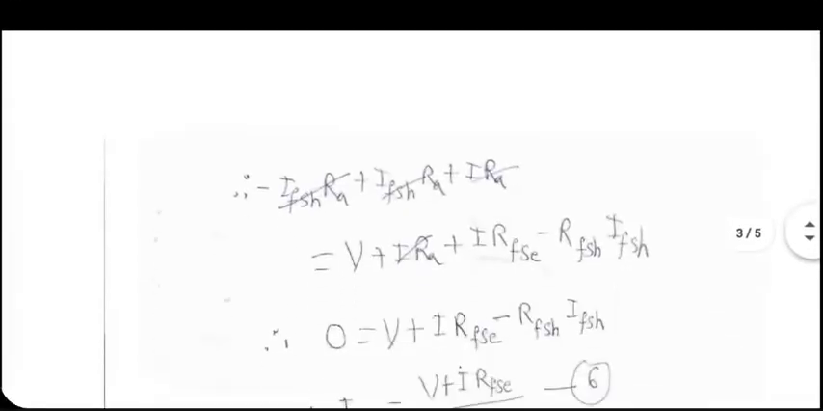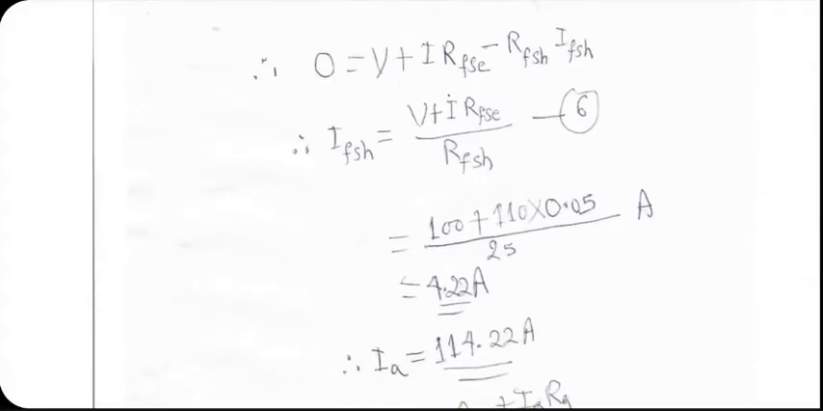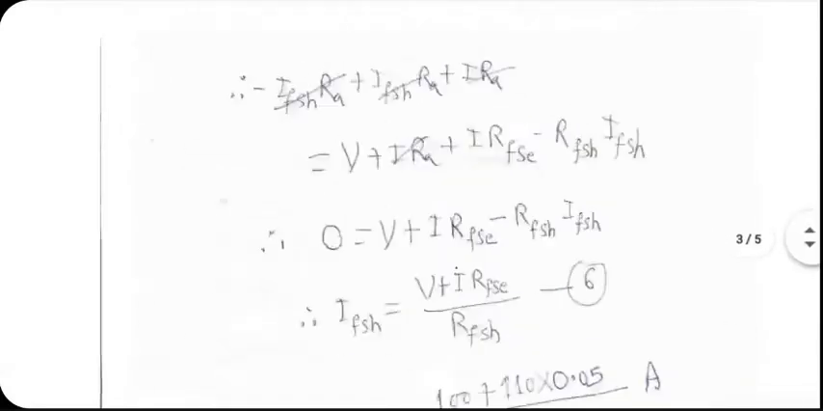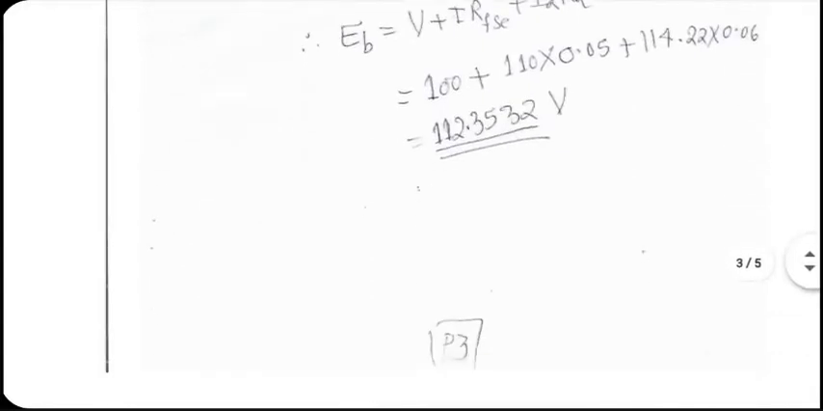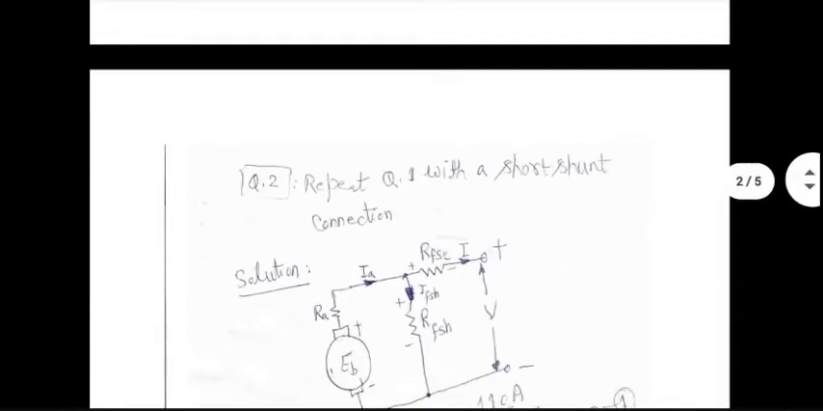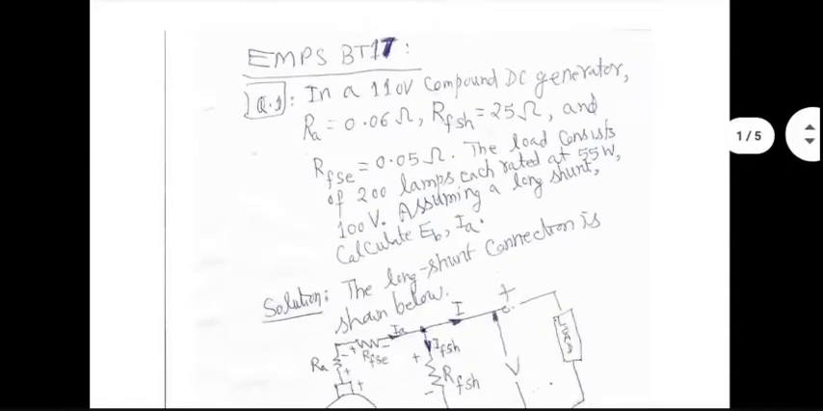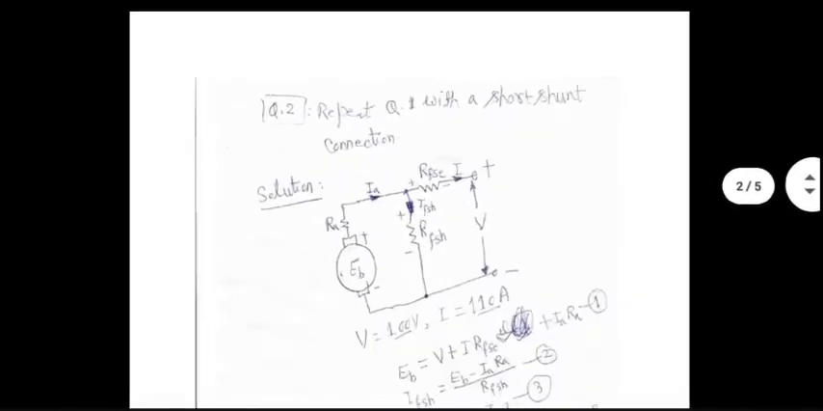And then, of course, other things can be calculated very easily. IA will be I plus IFSH. So 110 plus 4.22. So 114.22, no issue with that. And EB can be calculated also from one of these equations that we have derived already. So you can double check all the values here. Hopefully there is no mistake in my calculation. Short shunt connection analysis is slightly more complicated compared to long shunt connection, that's for sure.